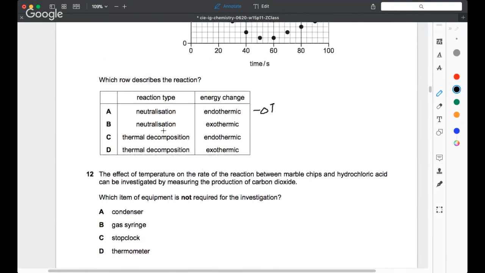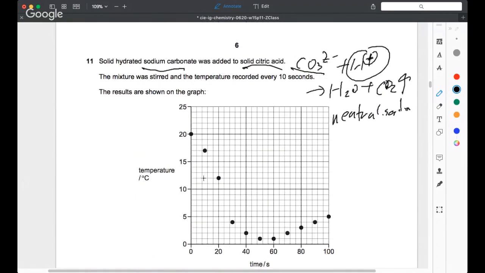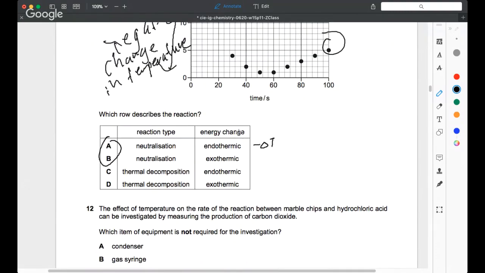So we have A or B as our answer, and you can see from the graph here, we change from 20 degrees Celsius to like 5 degrees. So there is a negative change in temperature from this point to that point, which means energy is being taken into the system. So that would give you an endothermic reaction. So it's neutralization and it's endothermic. So the answer is A.